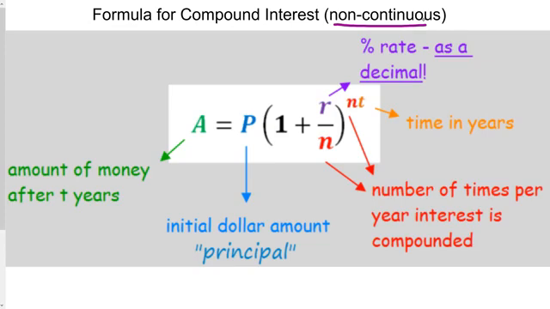So A represents your final amount of money after T years. P represents the initial amount of money invested, which we call the principal. R is the interest rate as a decimal. N is the number of times the money is compounded per year. And T is the number of years.